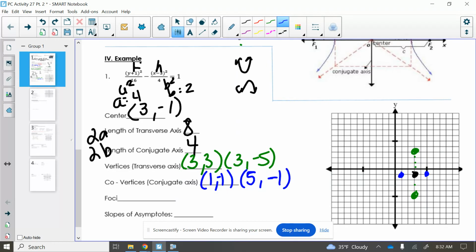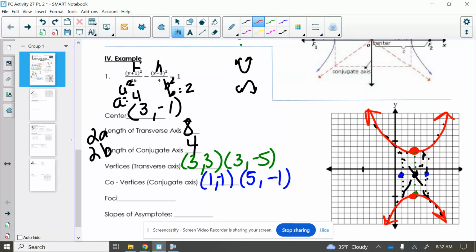Now, in order to actually graph this, we're going to connect these dots to make a box, but we're only going to dash that. Through the center, the diagonals of this box are what we call the asymptotes of our hyperbola. Then at the vertices, since this is opening up and down, we just follow along the asymptotes. You can see how wide or narrow these are based on that.